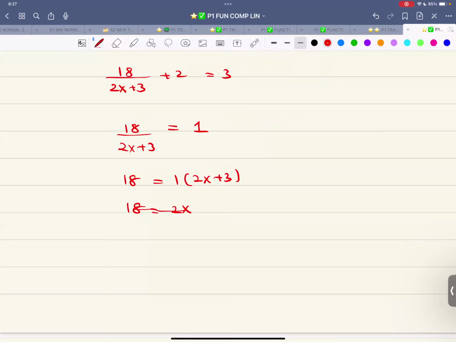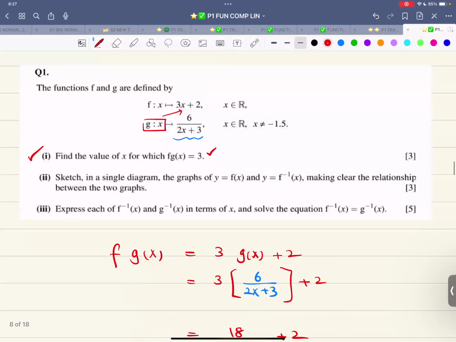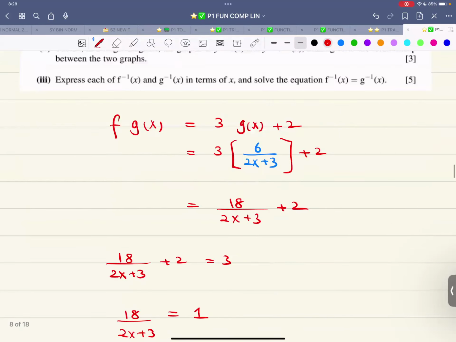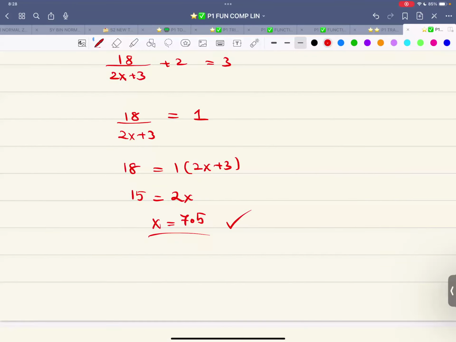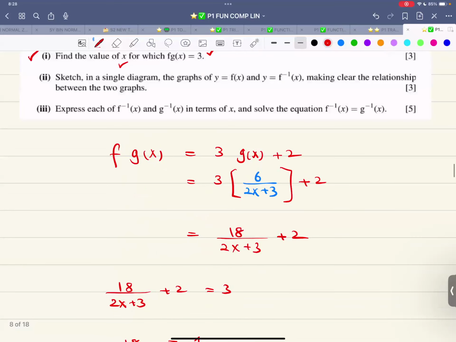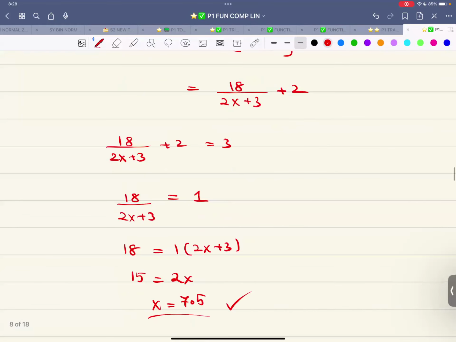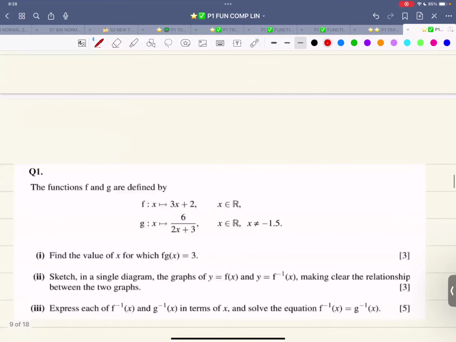Let me just write it first of all. So therefore, 18 minus 3 is 15, which is equal to 2x. Therefore, x comes out to be 7.5. They're asking, find the value of x, a single value. That value is 7.5. So this is a basic type of question. Let me do the second part.